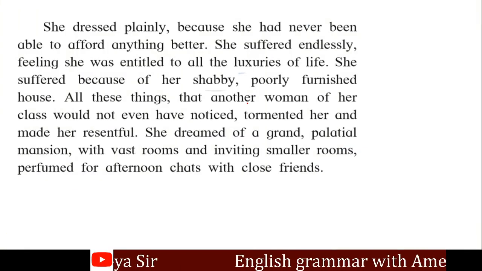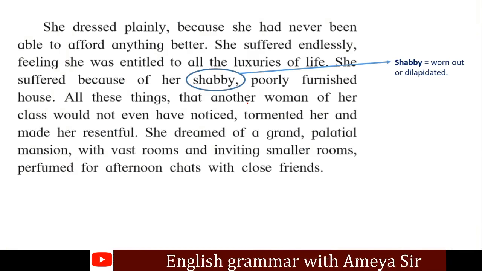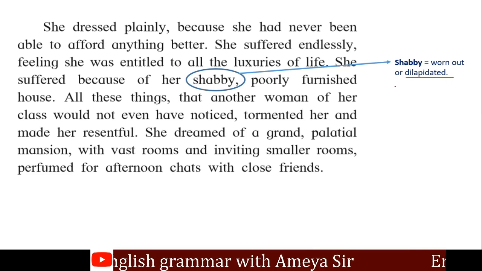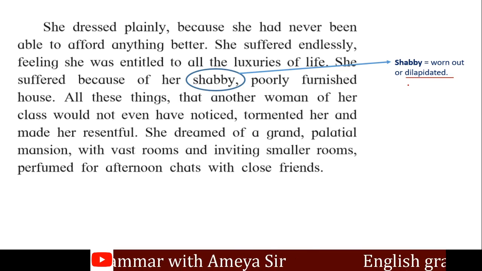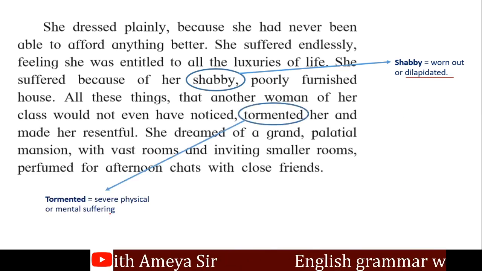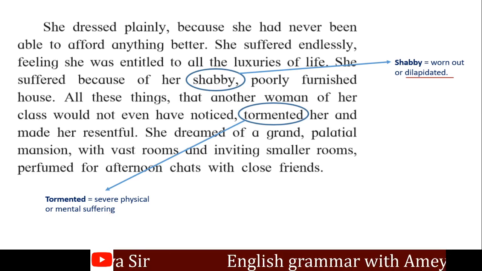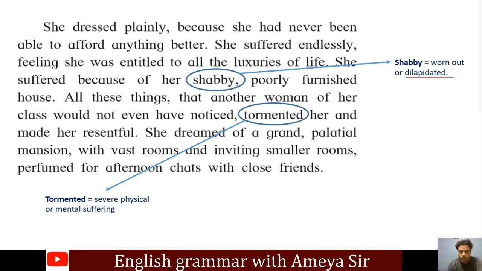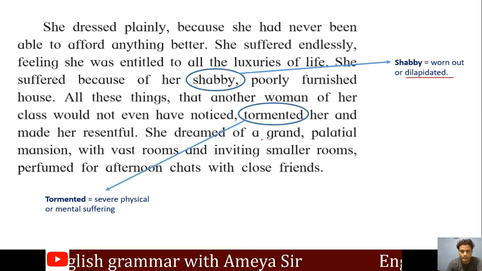We have got the grammar entries and vocabulary entries. First one is shabby. Worn out or dilapidated. I'm sure that this word could be new for most of you. Dilapidated, shabby, worn out. The next entry is tormented, severe physical or mental suffering. So because of her poverty, because she did not have luxuries, the lesson says that she felt tormented. She could feel the torture, severe physical and mental suffering she underwent.